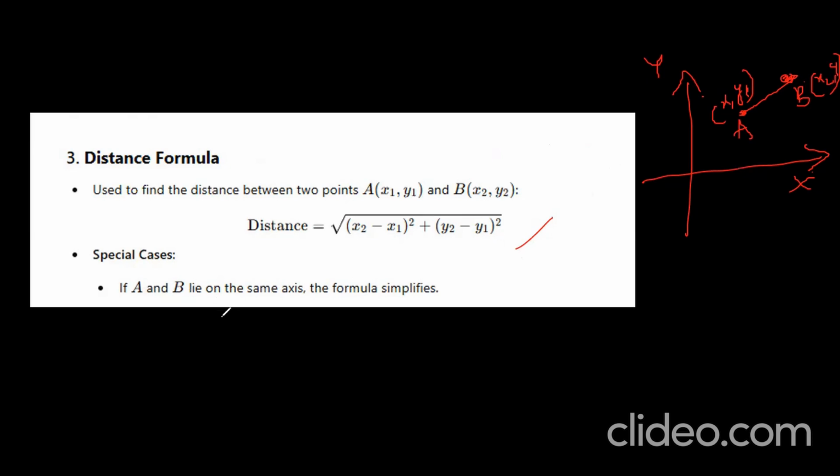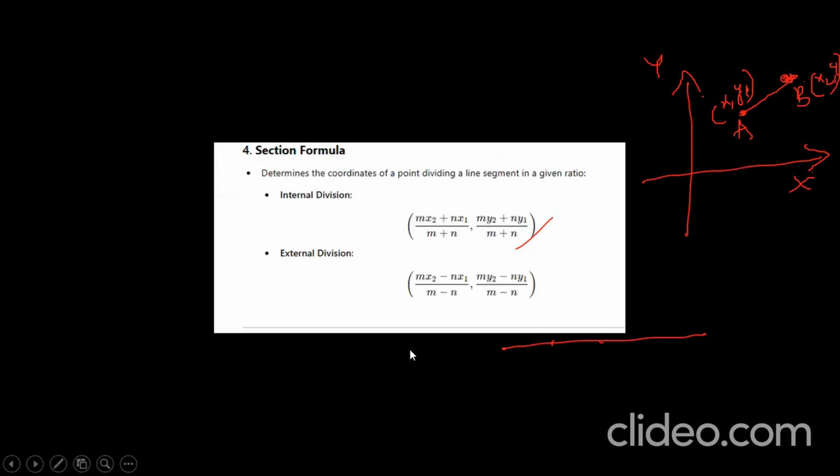If you go for the special case where A and B lie on the same axis, the formula is simplified. If these 2 points lie on the same line, the formula is going to be simplified. Next, we have taken 2 points, A and B, and found the distance between them.